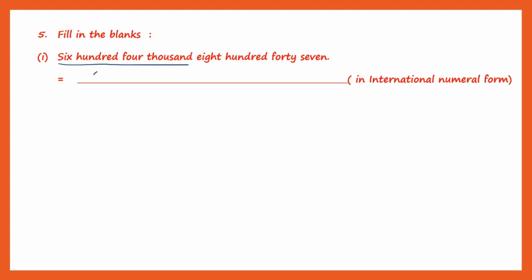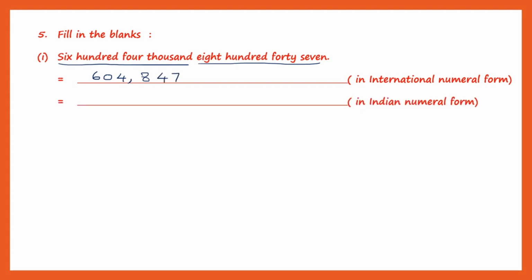So let's write that. So first one is 604,000. So 604, let's write. 1,000 means one period is over. So a comma there. Then 847. So we've got that. What is the next thing? We have to write in the Indian numeral form. So we're going to write this number without the commas. So 847.